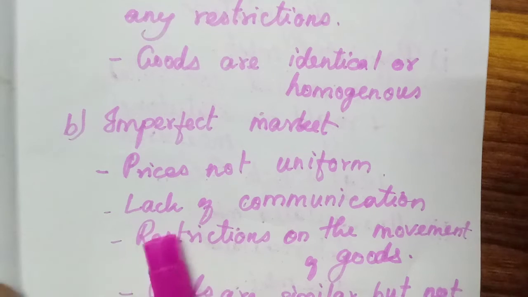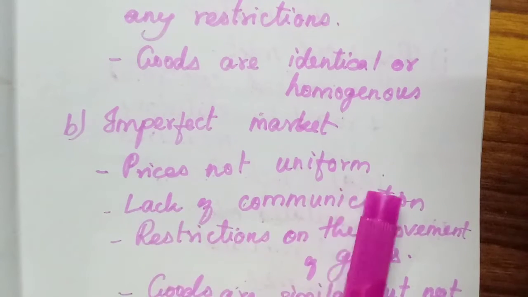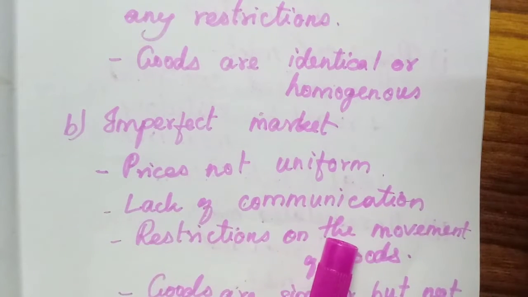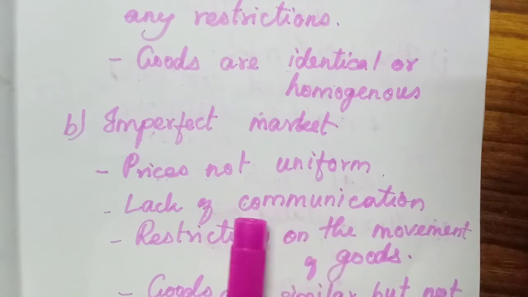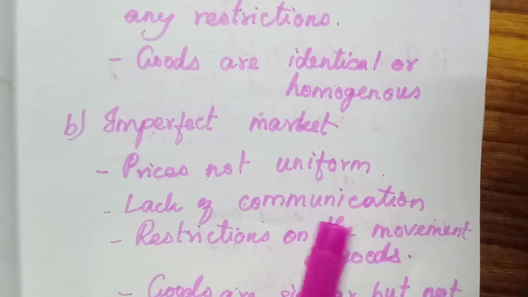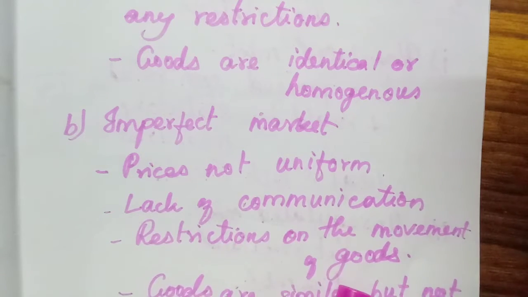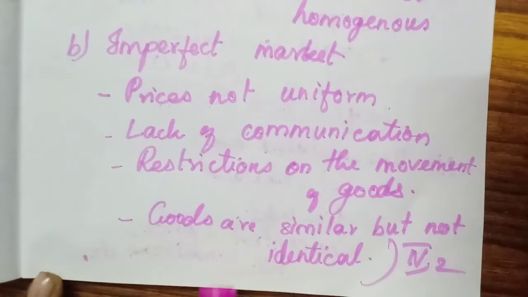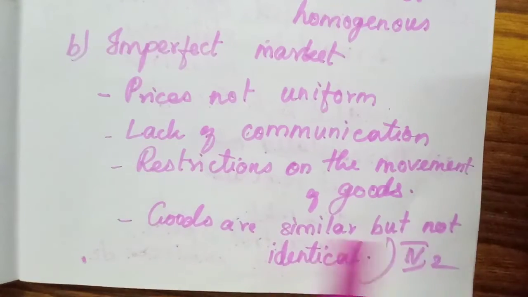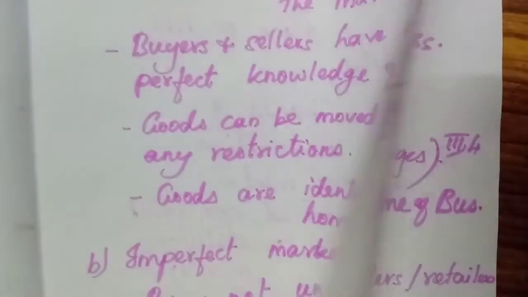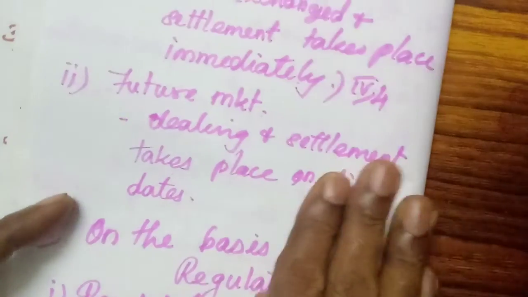That's what is given. Prices are not uniform in this market. Lack of communication, that means they do not have full knowledge. There are many restrictions on the movement of goods and services. Goods are similar but not identical. This is the main classification. This classification is there for the 5-mark question answer.